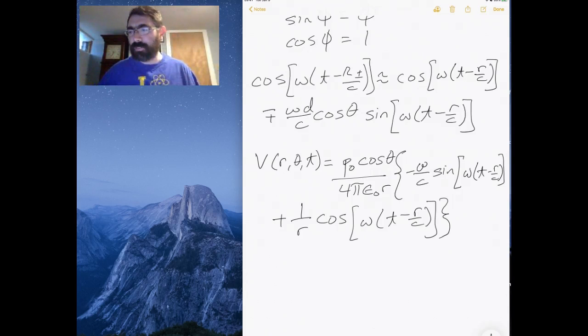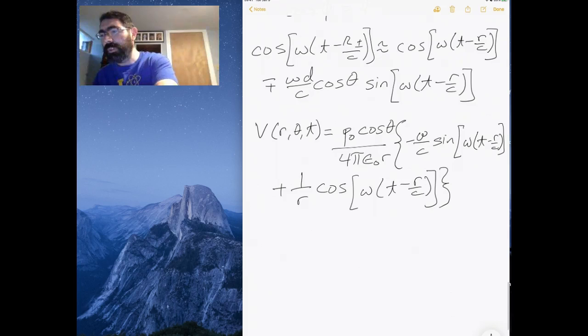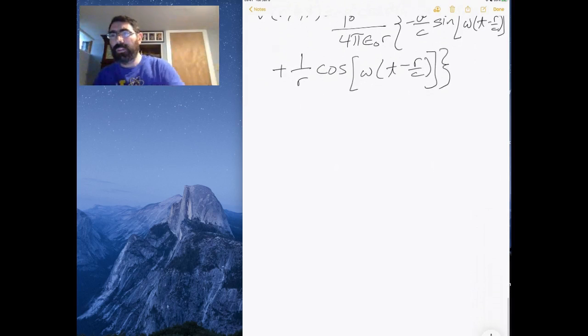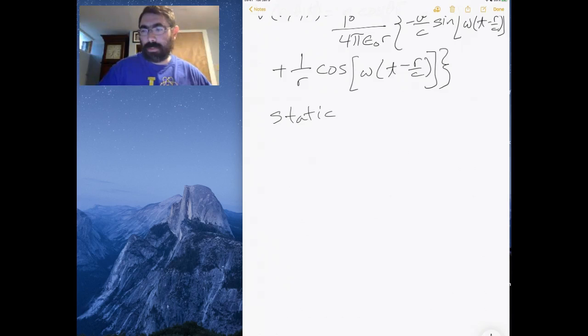If we look and see, does this really make sense? Well, let's say we don't actually oscillate the charges around. We just have it as a static dipole. So if it's a static dipole, that means that omega is equal to 0.